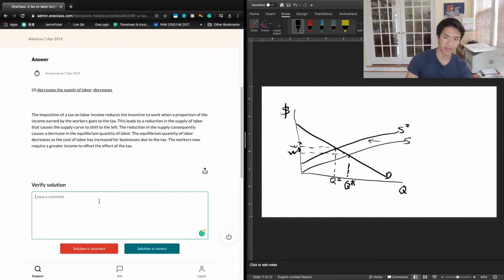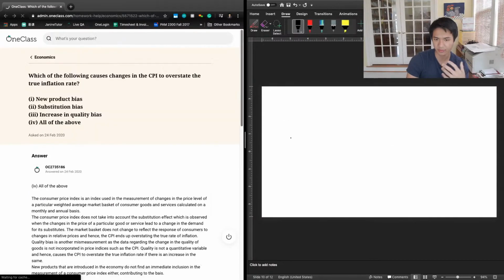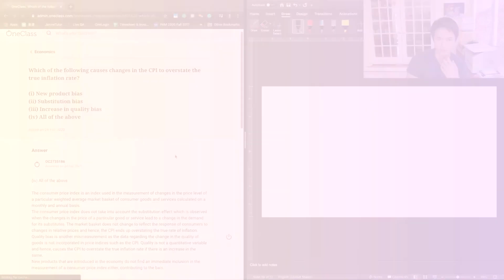Again, great answer. Explains all the things that we talked about. We just want to make sure to be familiar with the labor market graph. And so other than that, the solution is correct, and we can move on to the next question.